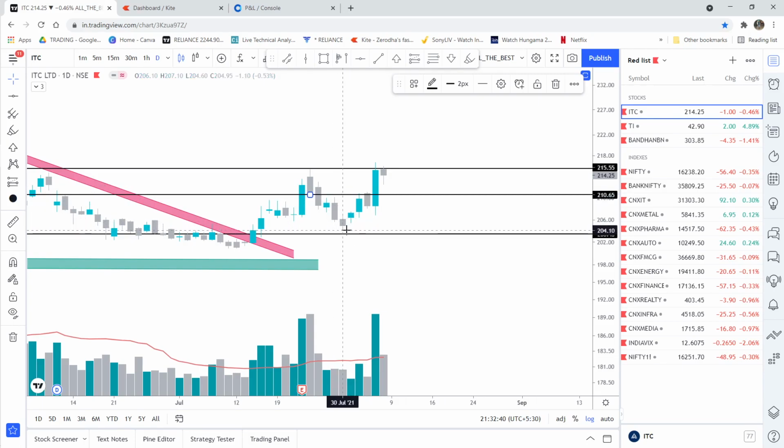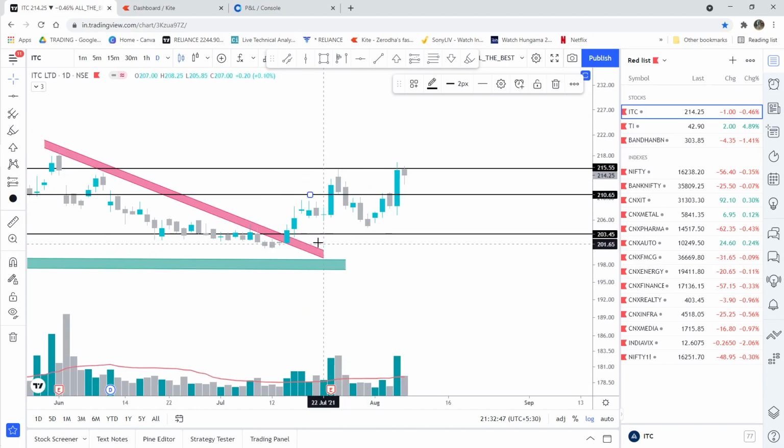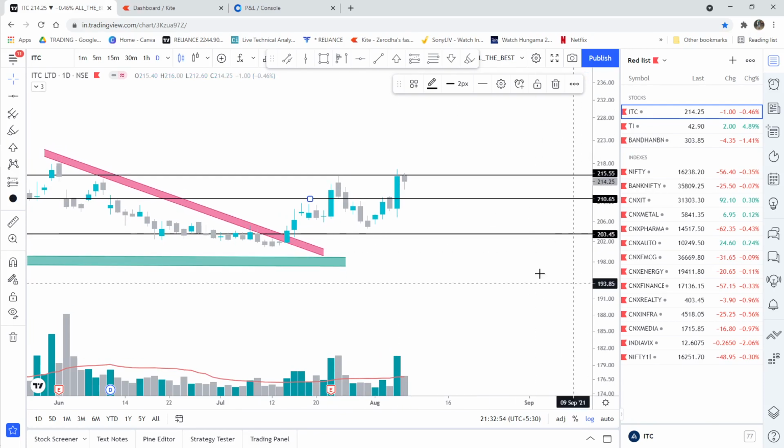Now the stock made a lower low again. If you see, there is a swing. What I gained was just a swing. From this level to this level, it is a swing which the ITC stock made, and I enjoyed that swing. I exited my position.